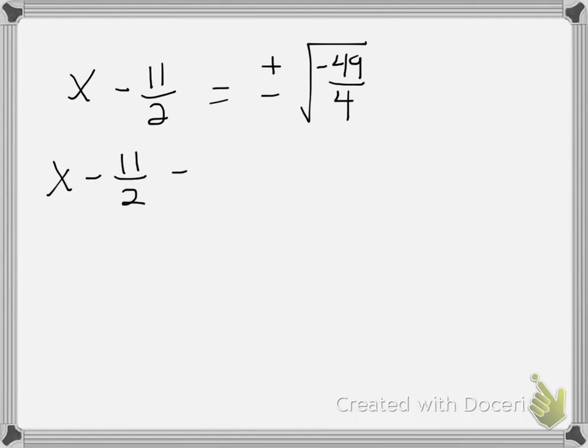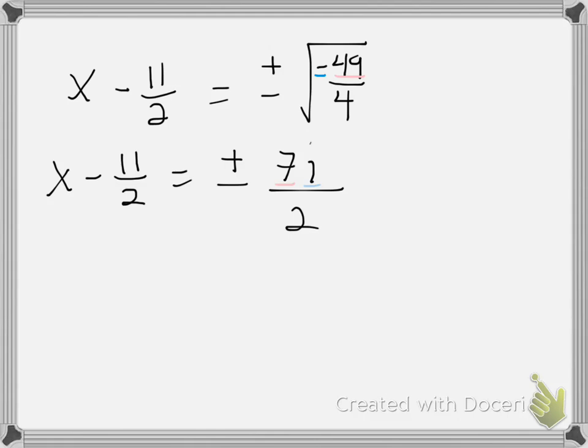So x minus 11 halves equals plus or minus. Now I know the square root of 4 is 2, so I can just bring that out right away. It's on the bottom, so the 2's on the bottom. I also know the square root of 49 is 7. So the square root of 49 became the 7, and then let's talk about that negative. The square root of that negative is going to become i. So the square root of the negative is that i right there. So that's what we have.